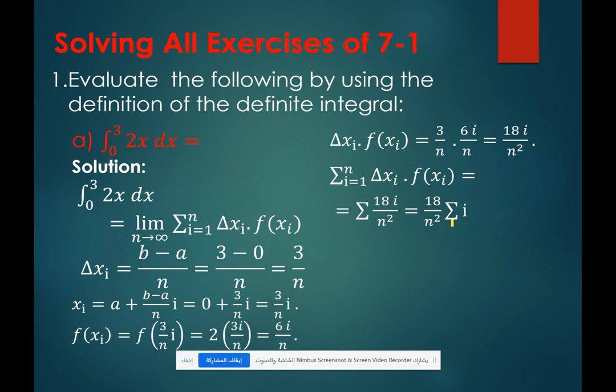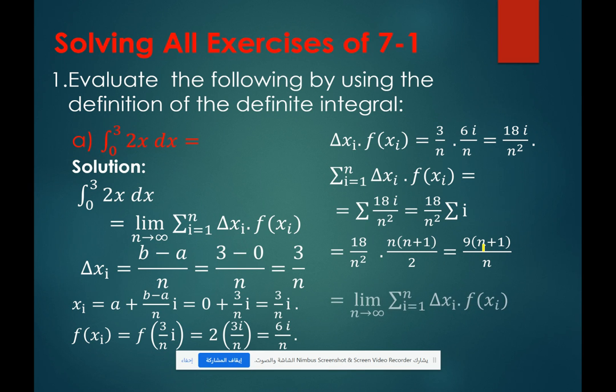18 over n squared, summation of i, and we have a property for the summation of i, which is property number 4. So let's use it now. 18 over n squared is still constant. We are using property number 4 of the summation of i, which is n times (n plus 1) over 2. Now you can cancel as you can. 2 with 18 will give you 9. n up with n squared down will give you n down. And that is all still multiplied by (n plus 1). Do your simplification as you want.